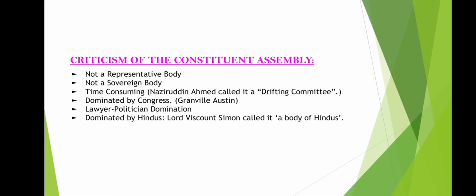There are some criticisms of the Constituent Assembly. First, it was not a representative body because members of the Constituent Assembly were not elected by the people of India. It was not a sovereign body because it depended on the recommendations of the British government for its sessions. It was very time consuming because it took 2 years, 11 months and 18 days, while the American constitution was prepared within 4 months.